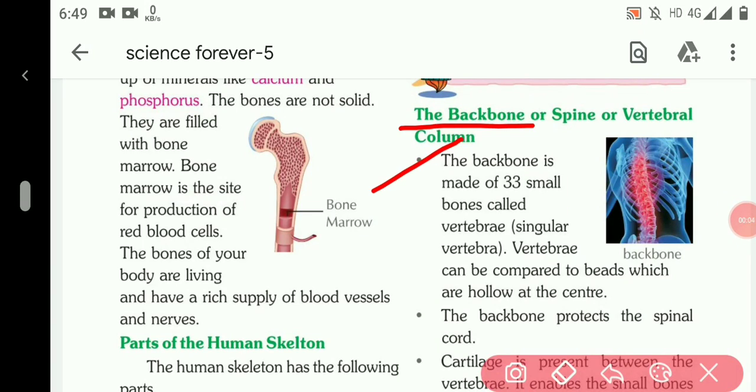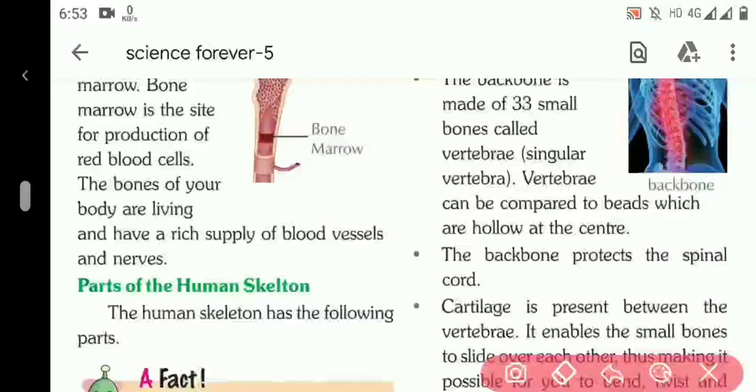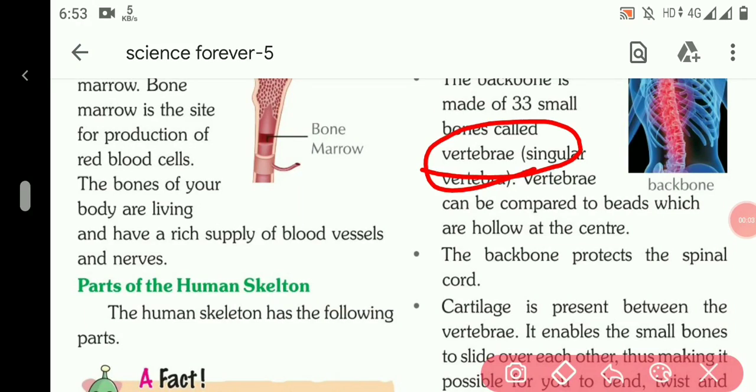The first point is that the backbone is made of 33 small bones which are known as vertebrae. Vertebrae can be compared to small beads which are hollow at the center. The second point is the function of the backbone. The function of the backbone is to protect the spinal cord in our body.